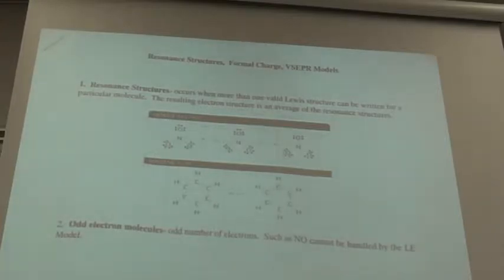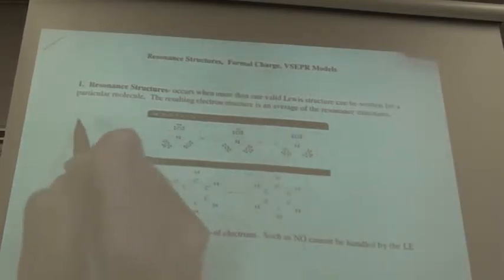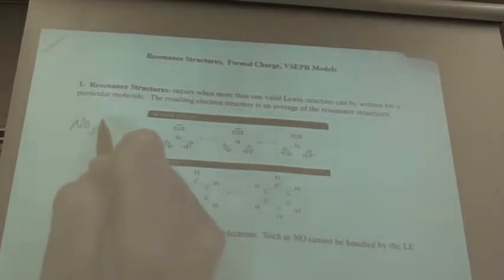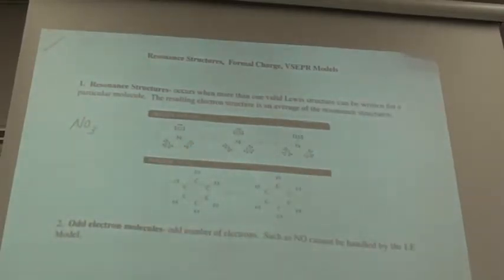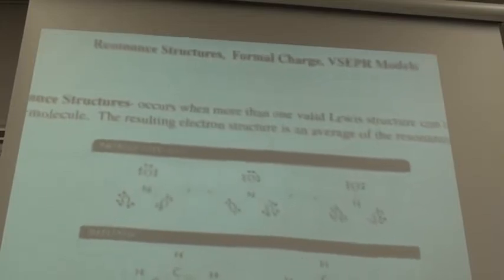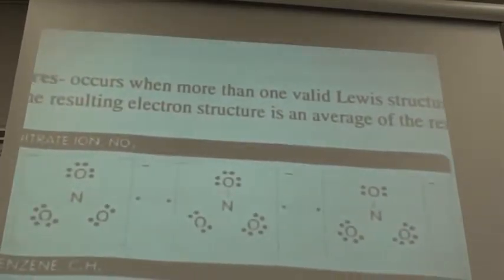So, yesterday you learned how to draw some shapes, didn't you? You learned how to draw a Lewis dot structure. I want you to look specifically at the Lewis dot structure for the nitrate ion. Here it is, right here, in focus.